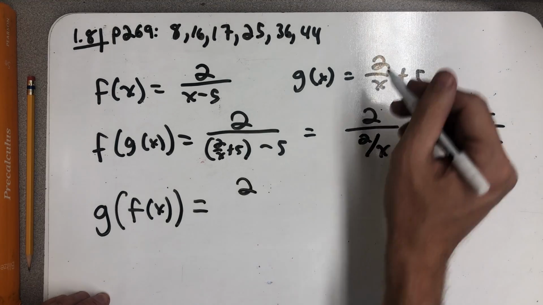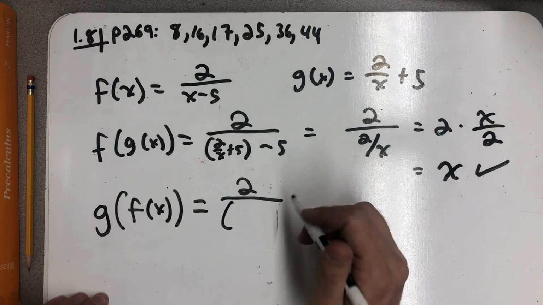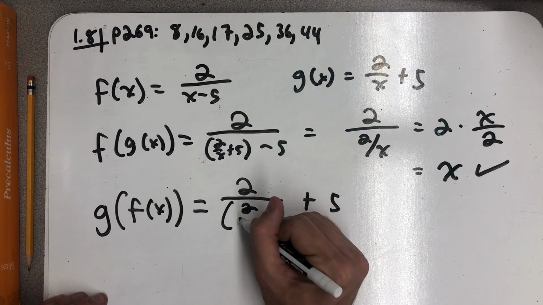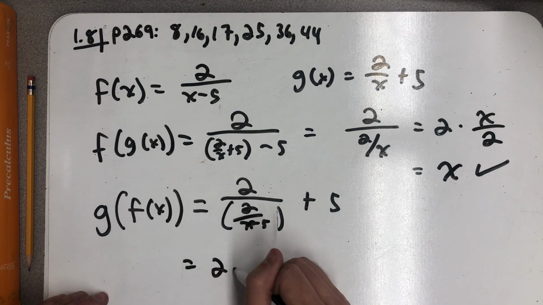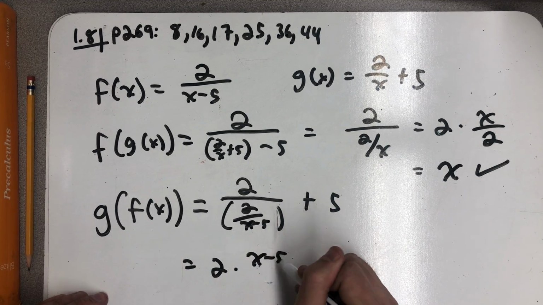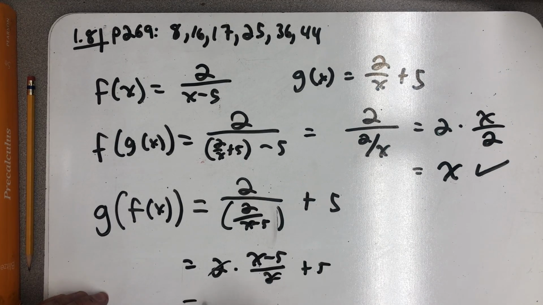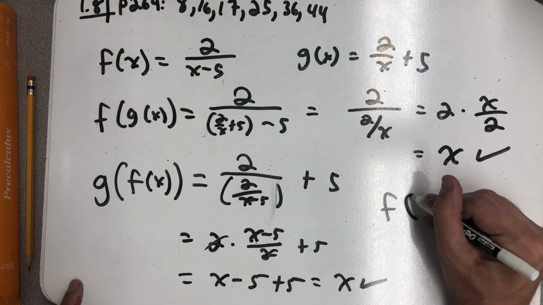So this time the outside function is the function g, 2 over something, plus 5. And this time the something is 2 over x minus 5. All right, so this time I have 2 times the reciprocal of the bottom, plus 5. Well, the 2's cancel. I have x minus 5 plus 5 is x. I get x with both compositions. f and g are inverses.